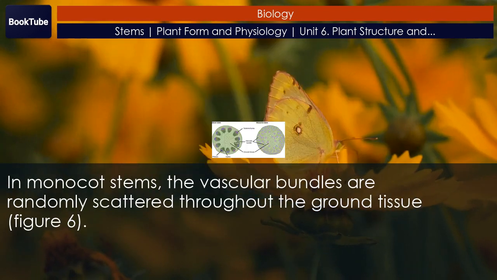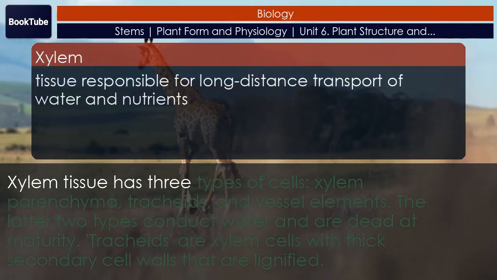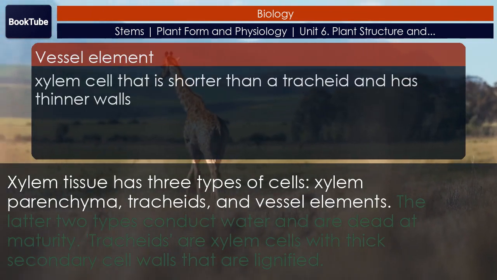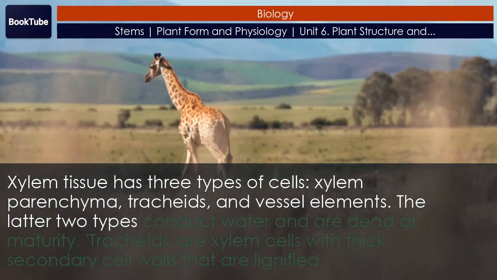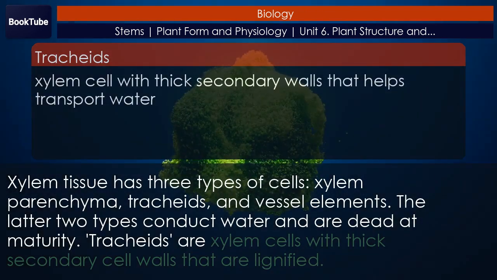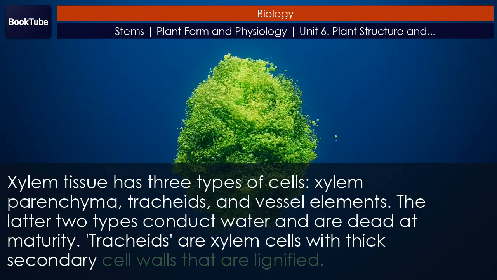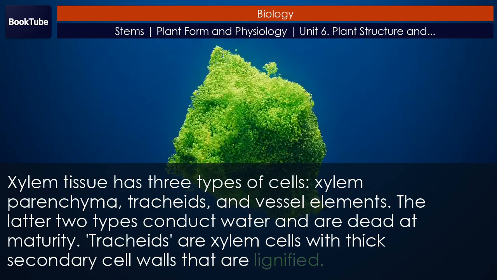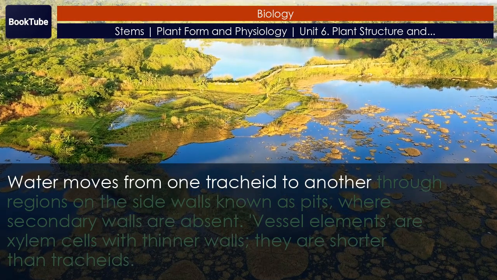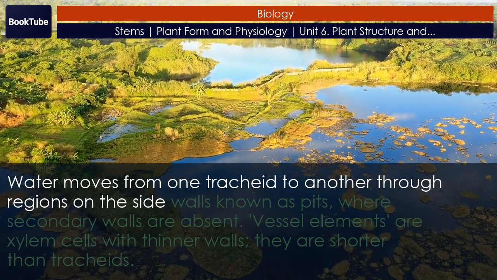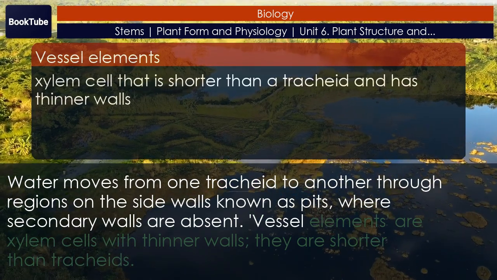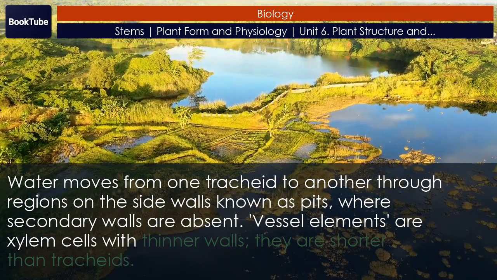Figure 6. Xylem tissue has 3 types of cells: xylem parenchyma, tracheids, and vessel elements. The latter 2 types conduct water and are dead at maturity. Tracheids are xylem cells with thick secondary cell walls that are lignified. Water moves from one tracheid to another through regions on the side walls known as pits, where secondary walls are absent. Vessel elements are xylem cells with thinner walls.